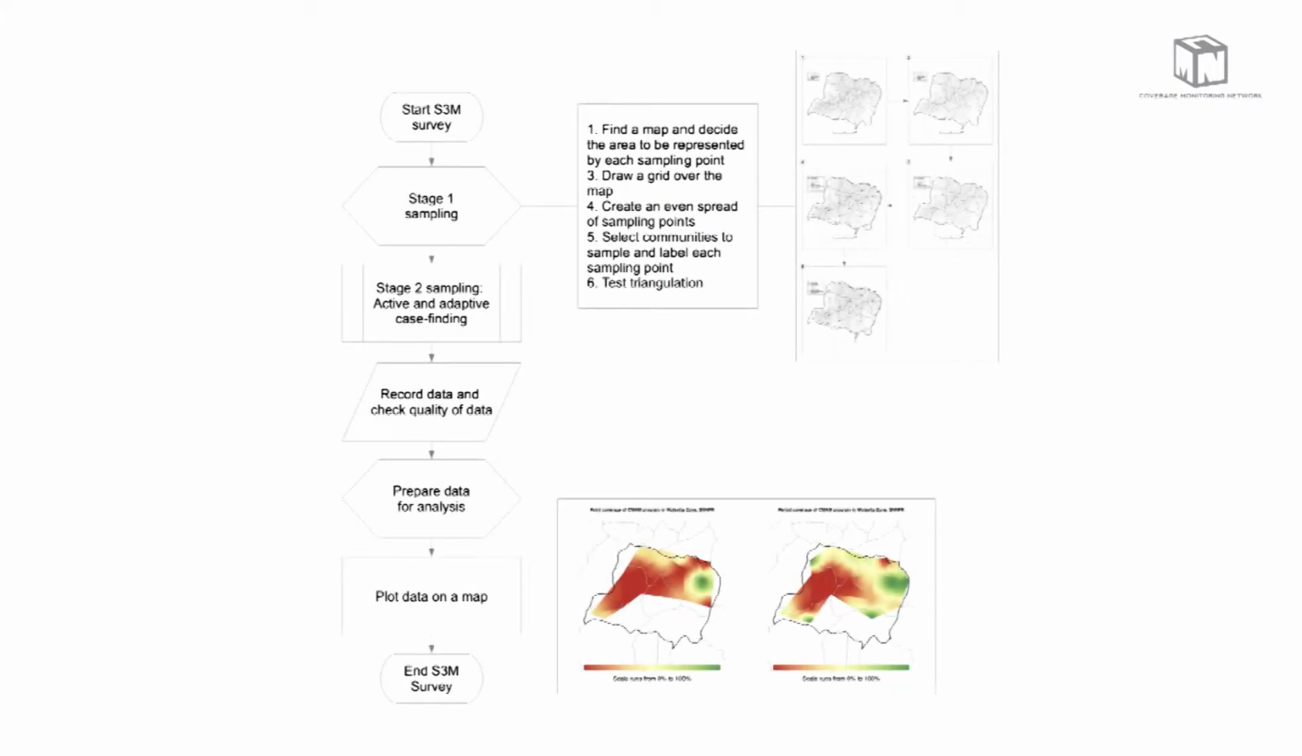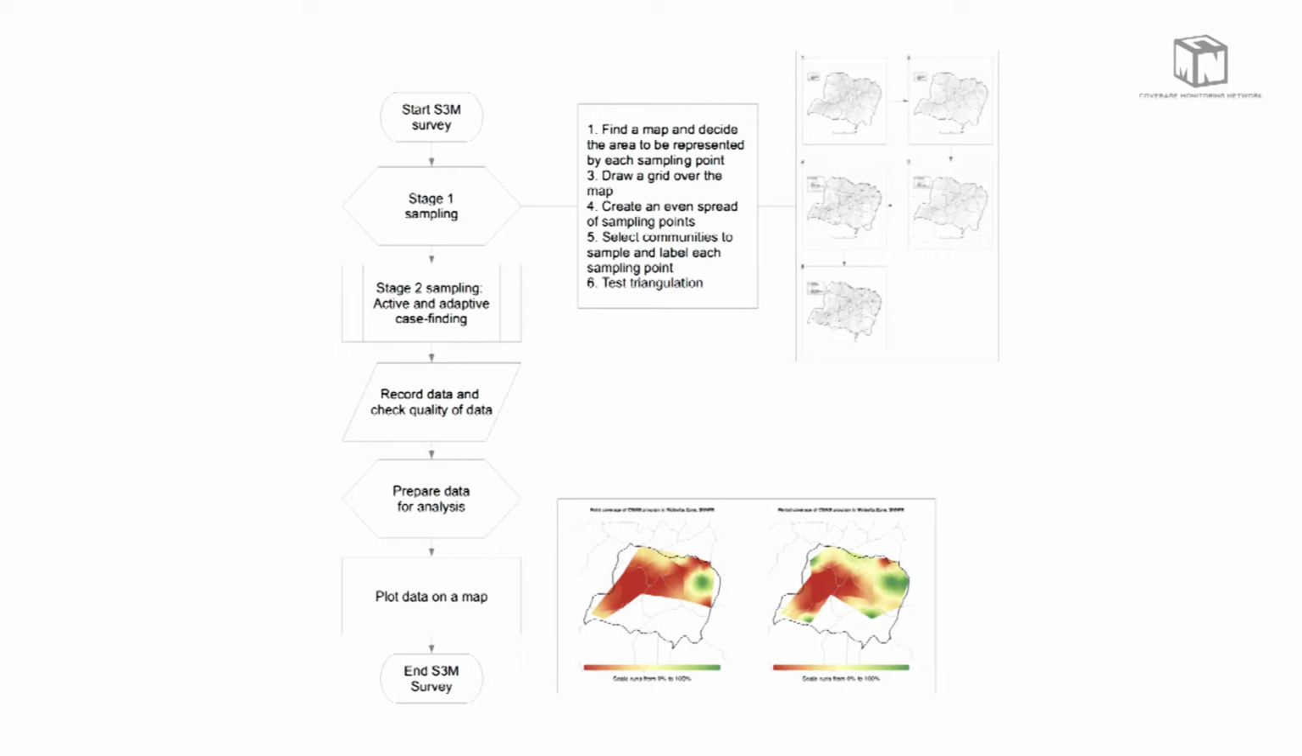Now I go to the methods we used for this piloting in Ethiopia. S3M is primarily a two-stage sampling design. The first stage sample is a spatially stratified sample of clusters. I will go through the basic steps of that stage one sampling.